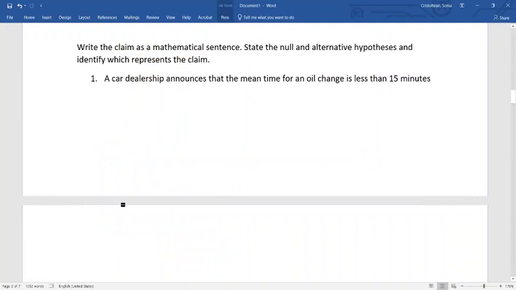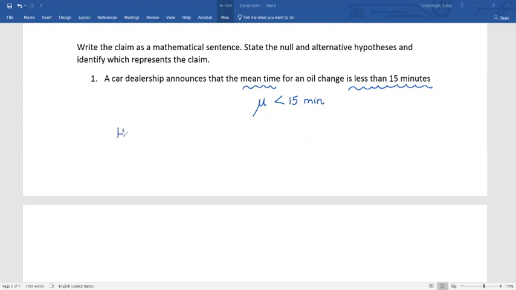Write a claim as a mathematical sentence. State the null and alternative hypothesis and identify which represents the claim. A car dealership announces that the mean time for an oil change is less than 15 minutes. Before writing down the hypothesis, translate this information into mathematical symbols, into inequality symbols. Mean time, less than 15 minutes. And you can put the unit measures just to make more sense. And then write down the hypothesis.